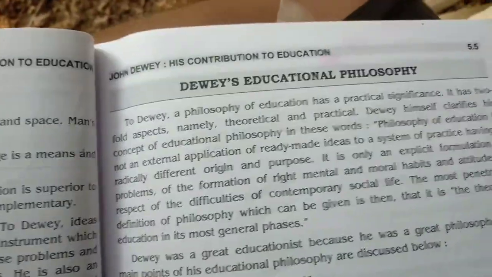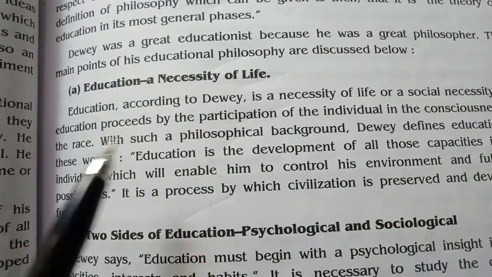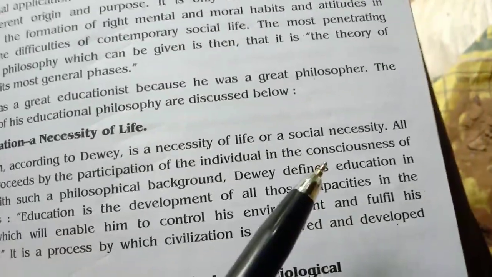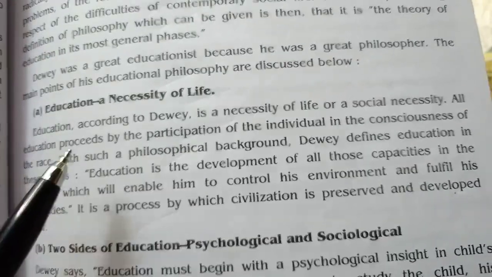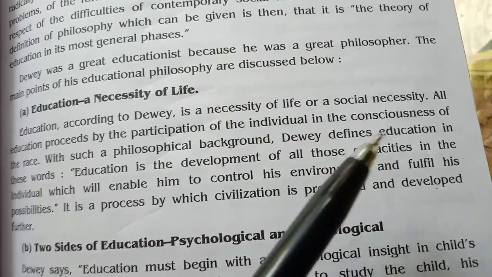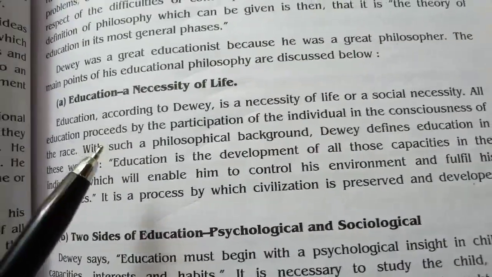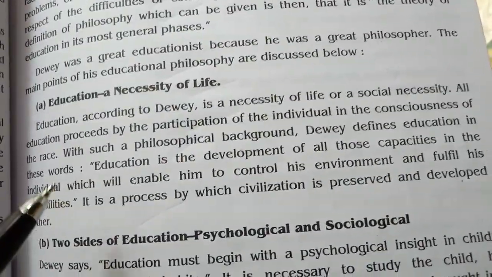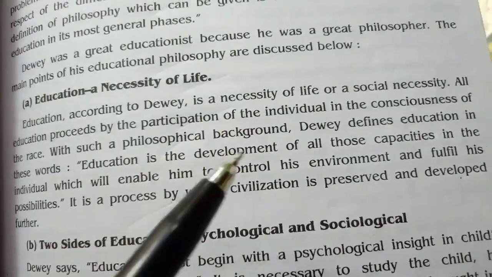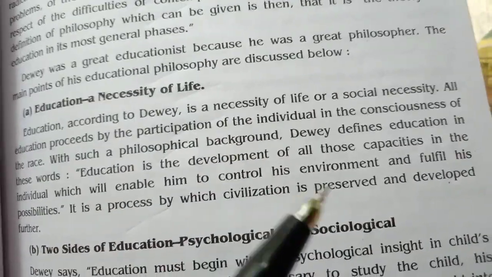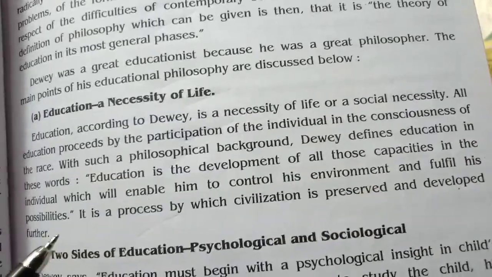Okay. Now, Dewey's educational philosophy. Education is necessary for life. Education, according to Dewey, is a necessity of life or a social necessity. All education proceeds by participation of the individual in the consciousness of the race. With such a philosophical background, Dewey defines education in these words: Education is the development of all those capacities in the individual which will enable him to control his environment and fulfill his possibilities.